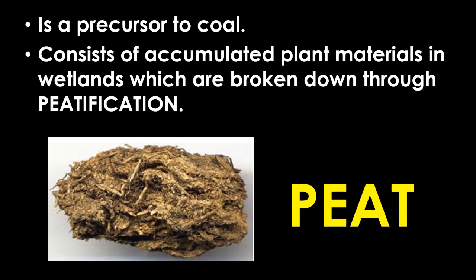But before peat was formed, we have what we call peatification, wherein the plant debris is broken down and then partially decayed. Now, in your peat, it already has carbon. When you burn this one, it already has carbon.